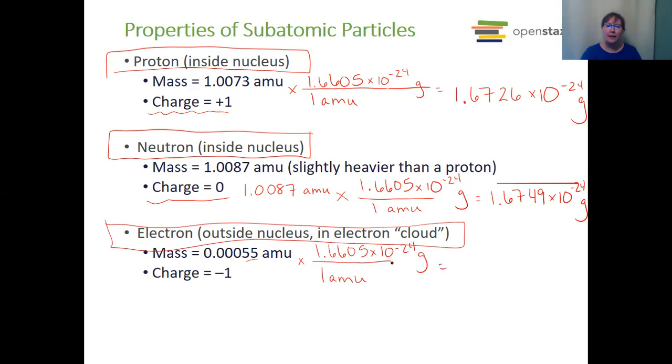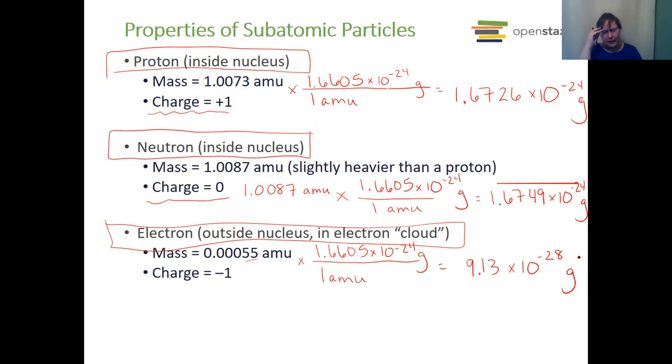And I'm setting this up exactly like we did before. Times 1.6605. And now I get 9.13. I'm going to go ahead and go with all of those. And you can see that this is matching what we had found before, times 10 to the negative 28th grams.